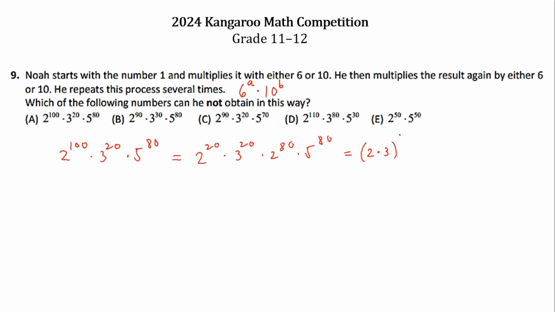2 times 3 raised to 20 times 2 times 5 raised to 80. And obviously, this is of the form 6 raised to a times 10 raised to b, because this is equal to 6 raised to 20 times 10 raised to 80. Alright? So option A is not the answer. Now let's try option B.